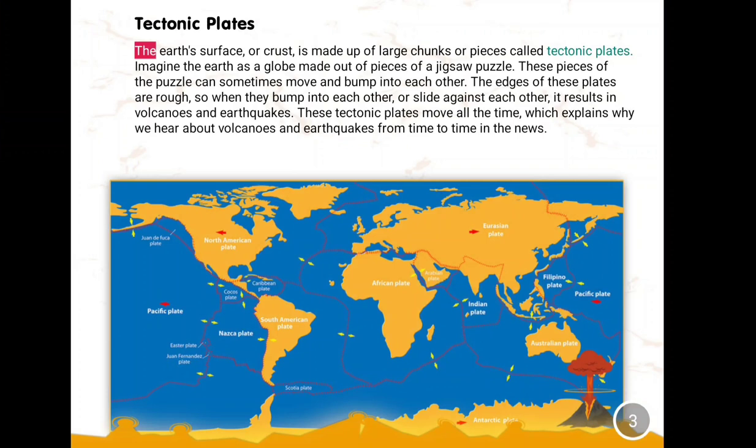Tectonic plates. The Earth's surface or crust is made up of large chunks or pieces called tectonic plates. Imagine the Earth as a globe made out of pieces of a jigsaw puzzle. These pieces of the puzzle can sometimes move and bump into each other. The edges of these plates are rough, so when they bump into each other or slide against each other, it results in volcanoes and earthquakes. These tectonic plates move all the time, which explains why we hear about volcanoes and earthquakes from time to time in the news.